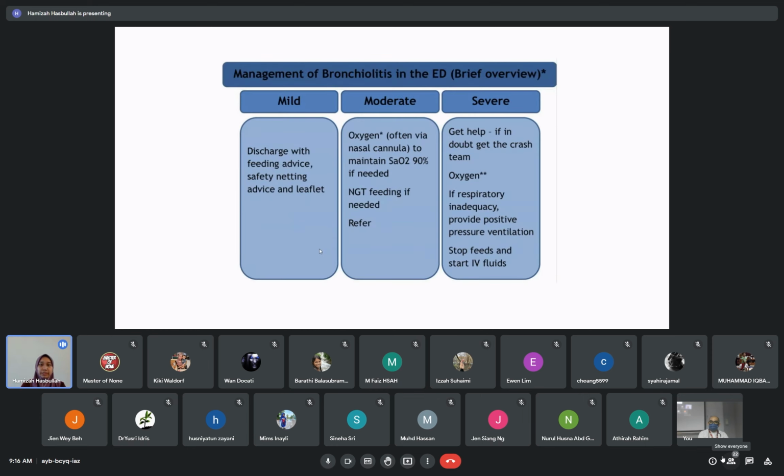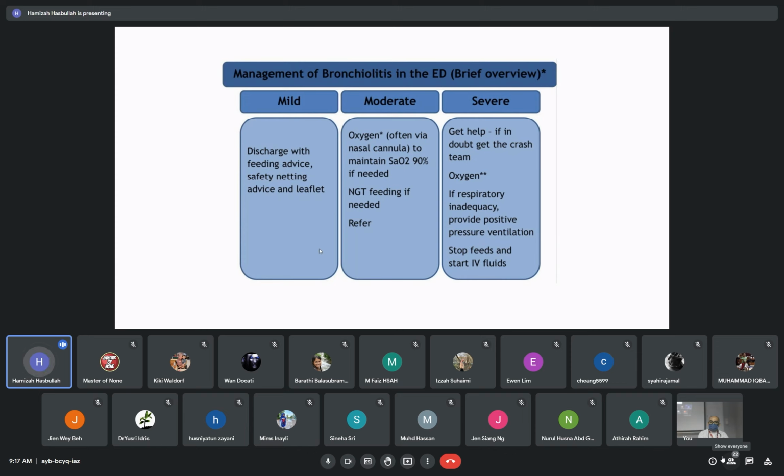So management of bronchiolitis in ED ada mild, moderate, severe. So kalau mild tu usually kita discharge with feeding advice, safety netting advice and deflate. So contoh kita educate the parents yang bronchiolitis ni over time dia virus infection, so over time dia boleh subside. Tapi kena educate the parents regarding the severity lah. So when to come to ED.